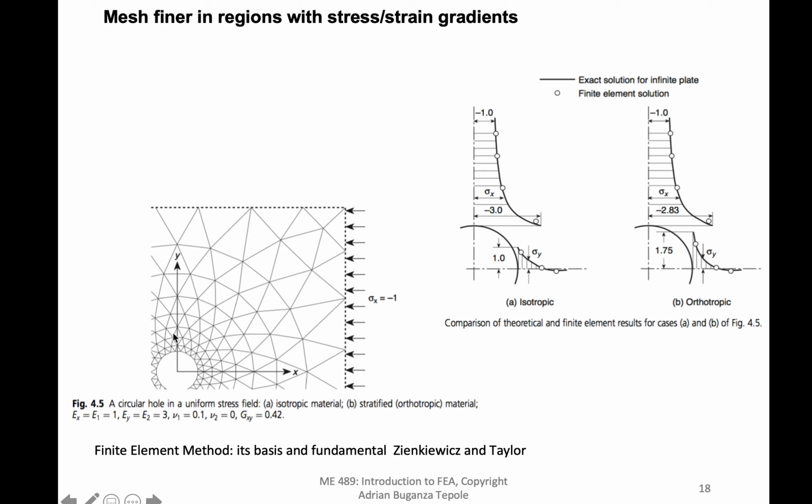This is an example of how to use bias in the meshing. Again, in the far field, there's no point having a fine mesh, but in the regions where you have higher stress gradients, then you need to have finer meshes. So use bias to do that.